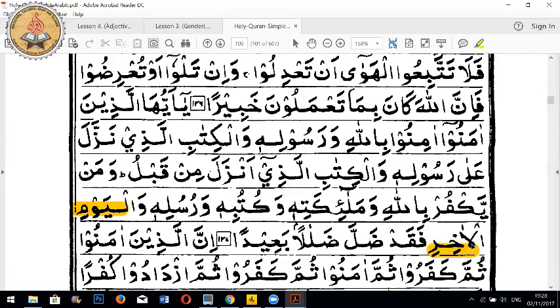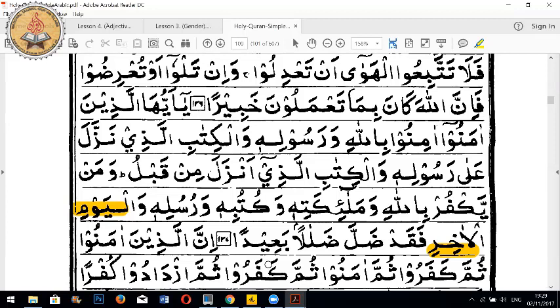So one, you got one. Al-yawm al-akhir. Al-yawm means the day, and al-akhir means last. So what will be the translation? Al-yawm al-akhir, the last day. Well done.